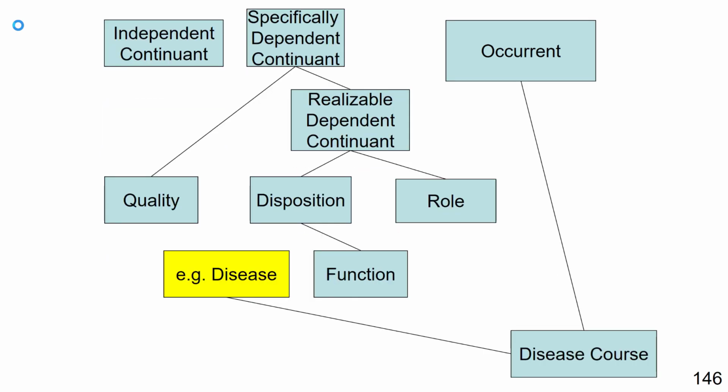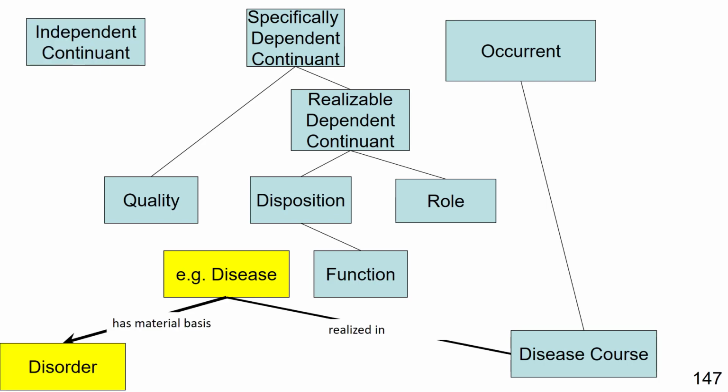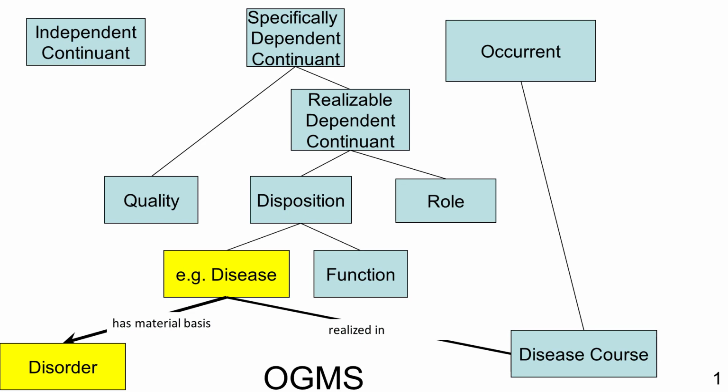All right, now, so functioning is the realization of a function. And now we come to disease. So finally, I can answer your question. So diseases are dispositions. I missed the is-a line here, connecting disease to disposition. It's just an example of a kind of disposition which is not a function. And diseases are realized in disease courses. And diseases have material bases which are disordered. This is the terminology that we advocated in the Ontology for General Medical Science.